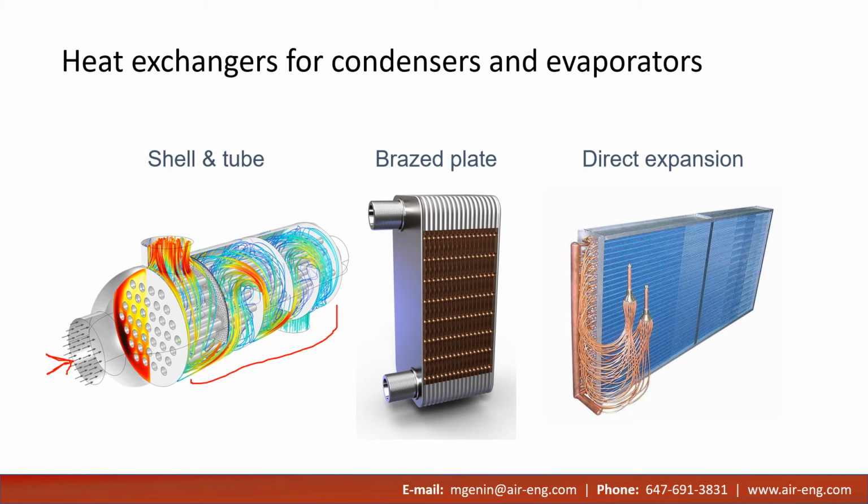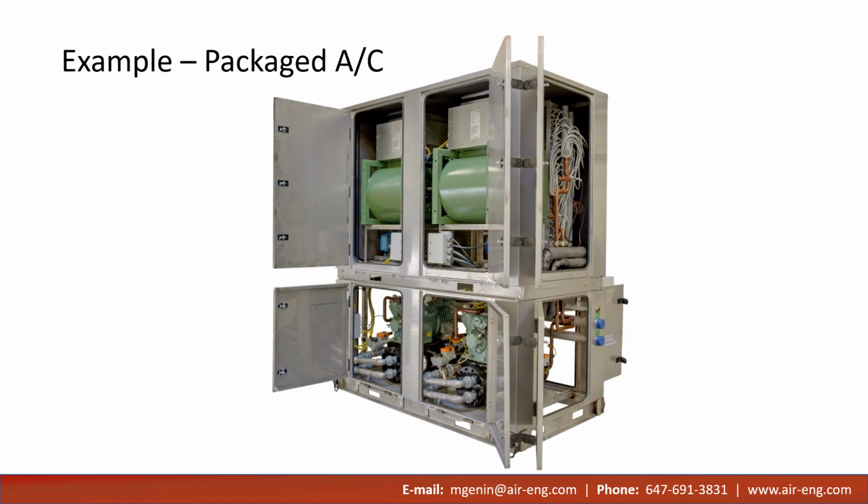Brazed plate heat exchangers use a series of stainless steel plates. These plates are stamped so they have dimples and the plates are sandwiched together, and the dimples create gaps in between the plates where the fluid is able to flow. A brazing compound, typically copper, is used to melt the plates together. The refrigerant passes through the alternating sides of the plates.